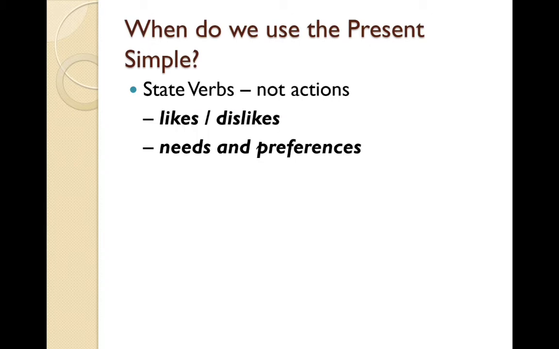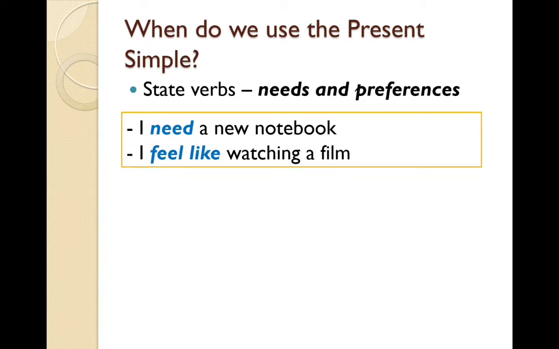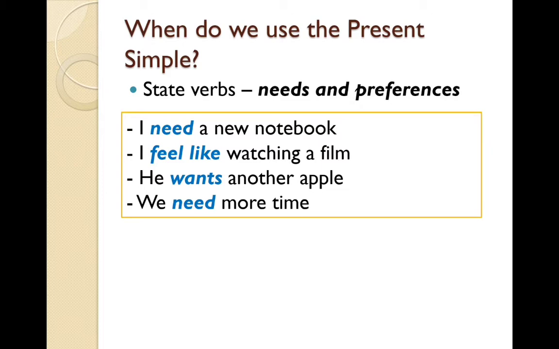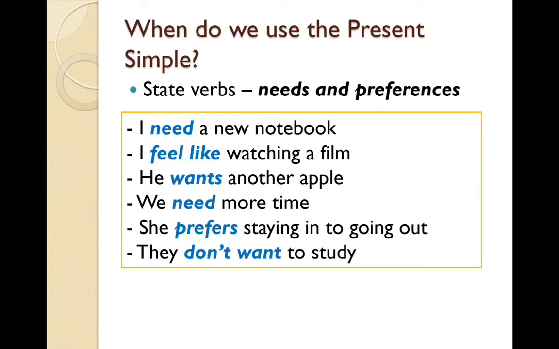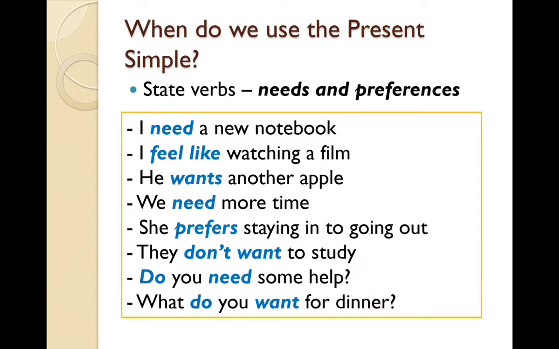We also use the present simple for needs and preferences. I need a new book. I feel like watching a film. He wants another apple. We need more time. She prefers staying in to going out. They don't want to study. Do you need some help? What do you want for dinner?